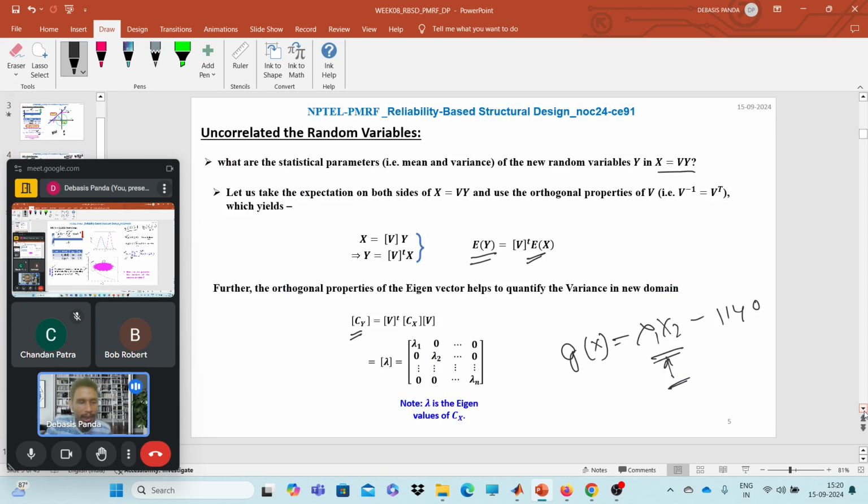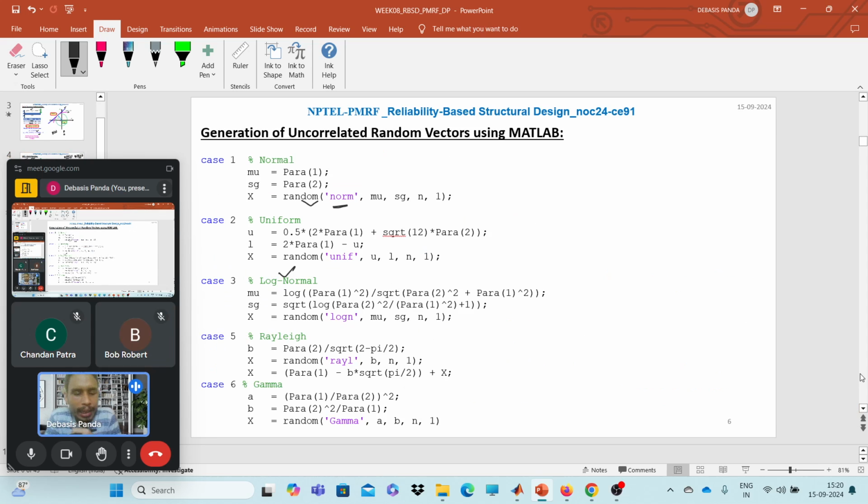Now here in MATLAB, there are different kinds of random number generators we can use, and we have the privilege to use MATLAB. If you want to generate uncorrelated random variables, there are inbuilt commands. For a normal random variable, this is the random command. We can generate uniform, lognormal, Rayleigh, gamma, and all these inbuilt functions are there. But the MATLAB function will give you uncorrelated random numbers. If I give mu equal to 30 and standard deviation equal to 5 and generate random numbers, it will give normal independent uncorrelated random numbers.